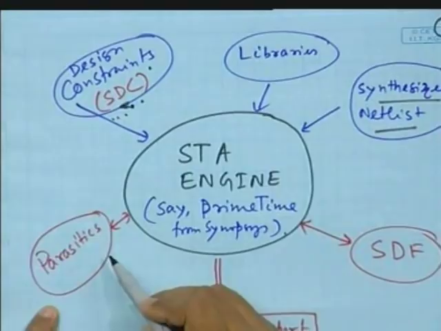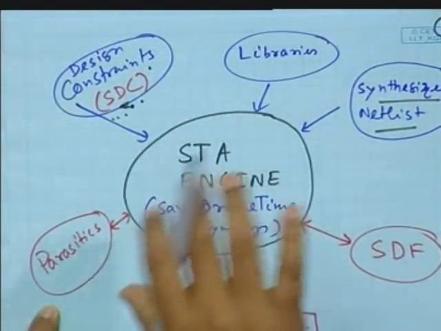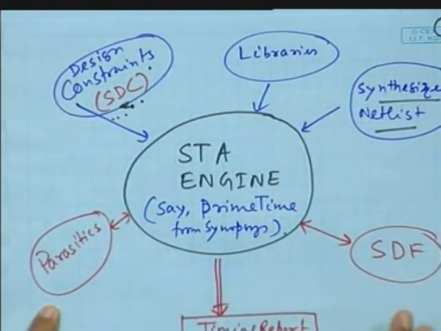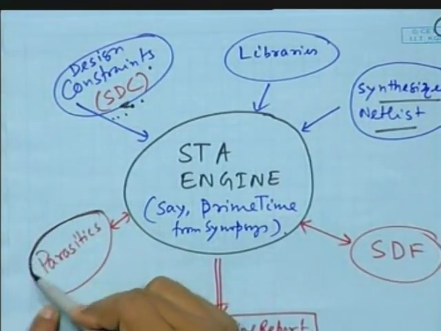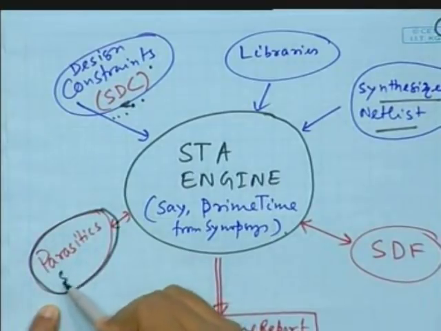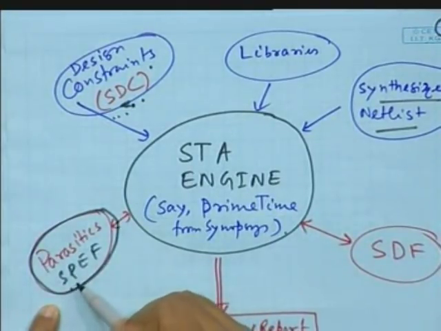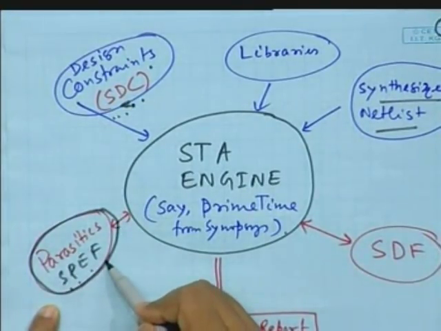Then there will be parasitics also. Say you have done the placement already. Parasitics means those RC values. That information you have to give. This is called SPEF, Synopsys Parasitics Extraction Format file. Okay. Say A dot SPEF, B dot SPEF, something like that.